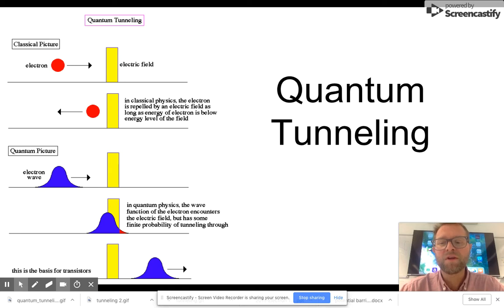Now, in the quantum picture, we recognize that our electron has wave-like properties. That means there's a probability that the electron could be in a number of places, and there's a finite probability that the electron is going to be able to tunnel its way through. So it can actually be located outside, beyond the barrier, and therefore it allows the electron to move through the barrier. And this is the process known as quantum tunneling.